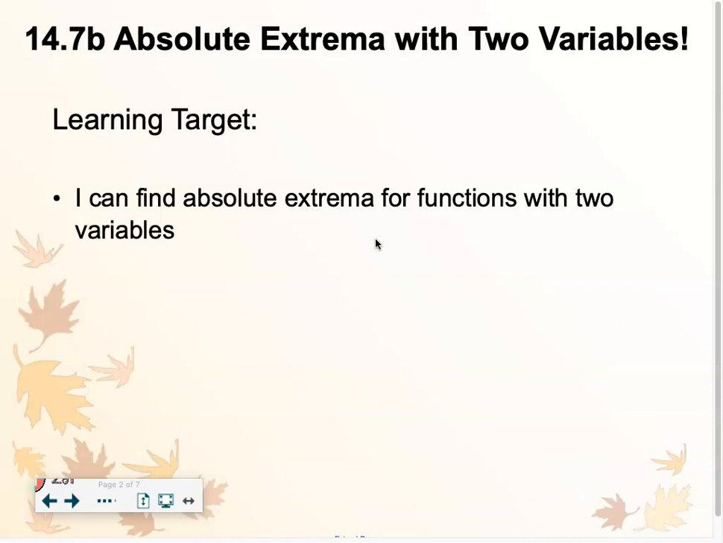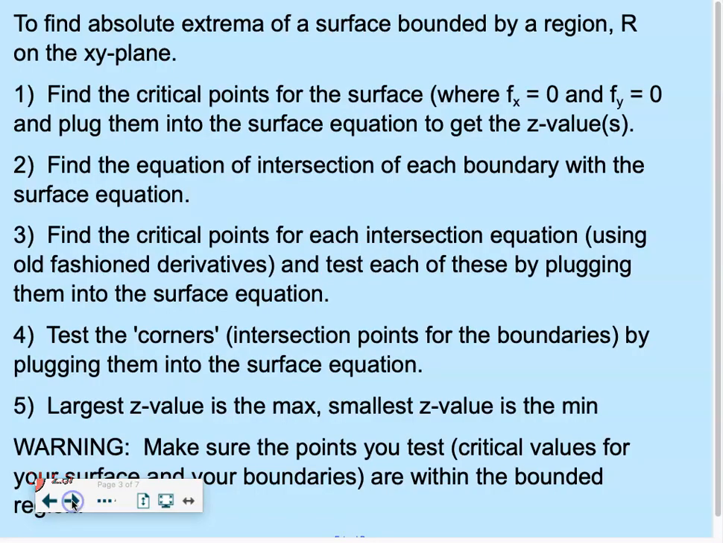All right, so absolute extrema with 2 variables. No yawning. Okay, here we go. Wow, that's a lot of words. All right, okay.